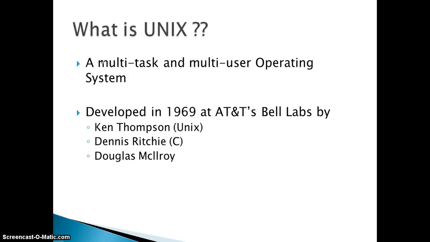First, what is Unix? Unix is basically an operating system where multiple users can log in and perform multiple tasks. Unix provides a very secure platform where multiple users can log in and have their own set of files stored in the file system. Unix was developed in 1969 at AT&T's Bell Laboratories by Ken Thompson, Dennis Ritchie, and Douglas McIlroy.